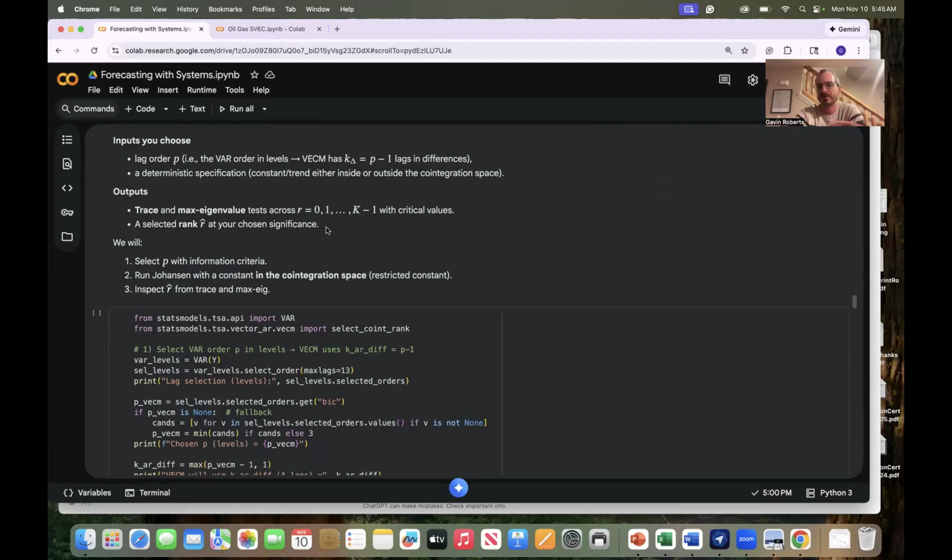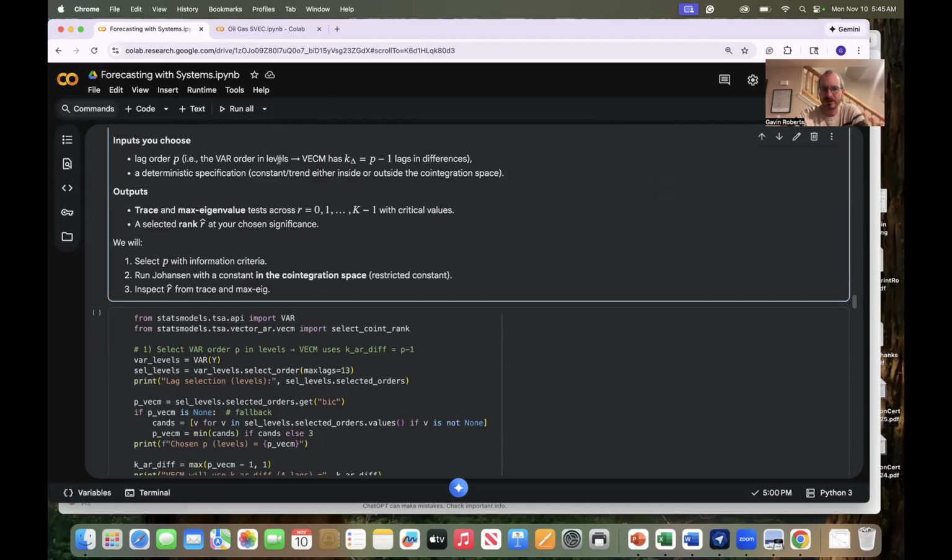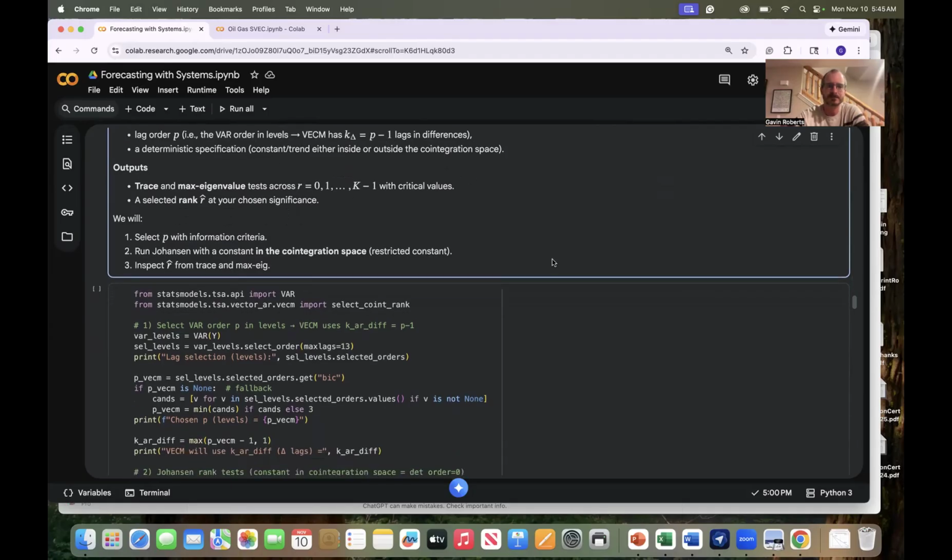I guess we didn't explicitly look at them, but our ADF tests choose the optimal lag for our system. It's important that once we do a VAR in levels and then difference, we shift around how many lags there are. We lose a lag when we move to differences. So that's all that this is mentioning.